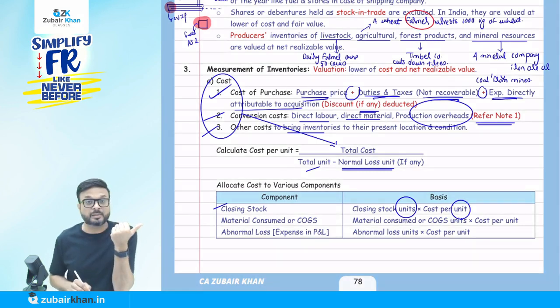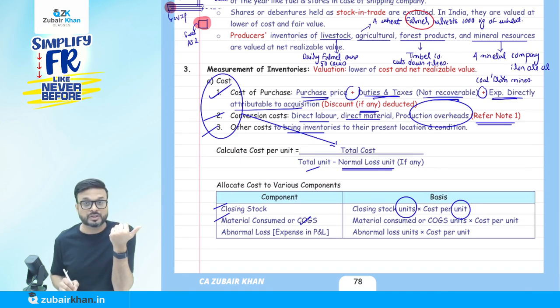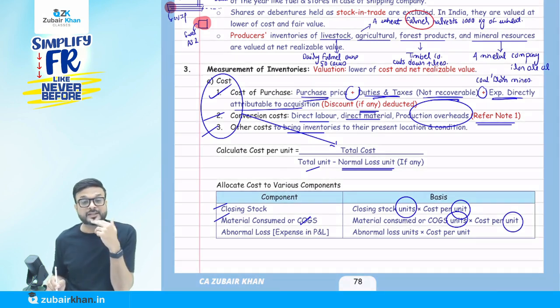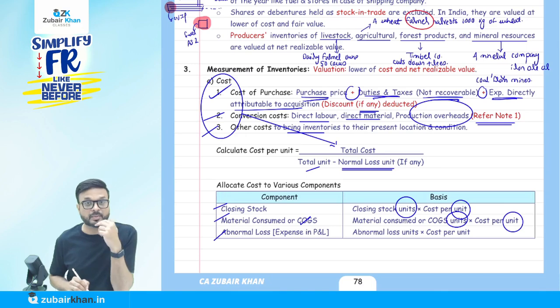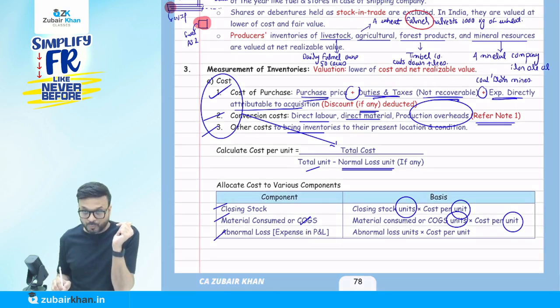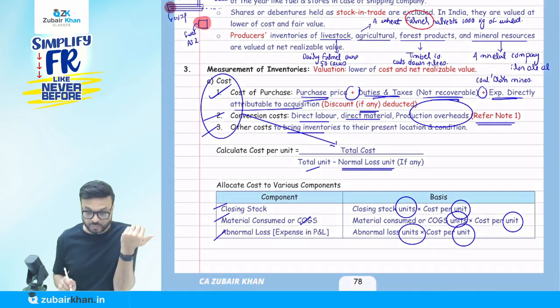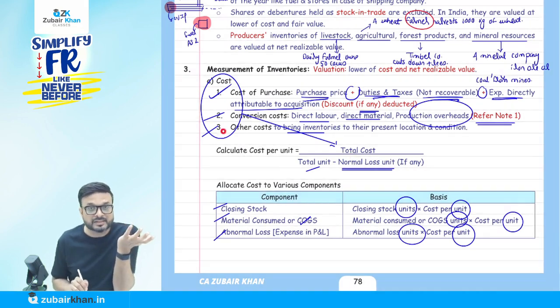They say, okay, tell us the material consumed or COGS, cost of goods sold. I will say material consumed or cost of goods sold unit, I will multiply with the cost per unit. They say calculate abnormal loss. So I will say abnormal loss unit, I will multiply by cost per unit. How do we find cost per unit? Through this formula. What is total cost? These three items.